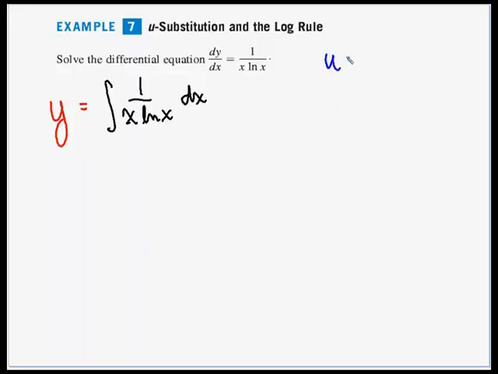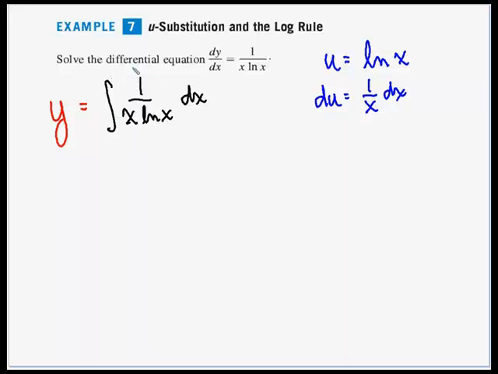U equals what? Is it going to equal the whole denominator, just the x, or the ln of x? Well, remember we want a function and its derivative. What's the derivative of x? Just 1. What is the derivative of ln of x? Well, that's 1 over x, and that's what we have right here. So it looks like our u substitution is going to be u equals the ln of x. And then the derivative with respect to x would be 1 over x dx. So it looks like we have everything we need.